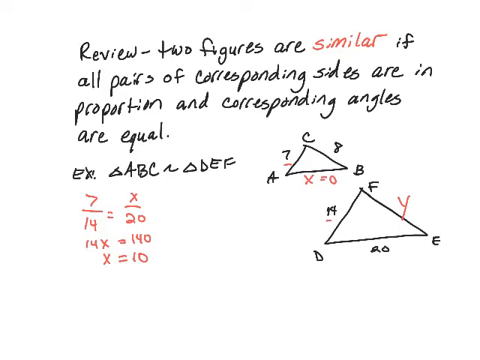Okay, so now I need to find Y. Y goes with the 8. Y over 8 is equal to 14 over 7. 7 times Y, that's going to be, what's that going to be? 8 times 14 is 112. So it looks like Y is probably going to be 16, I'm going to guess, because that's what it should be. So X is 10 and Y is 16.